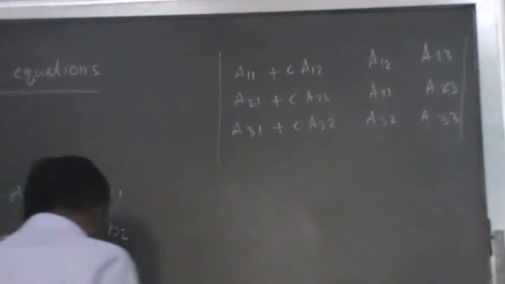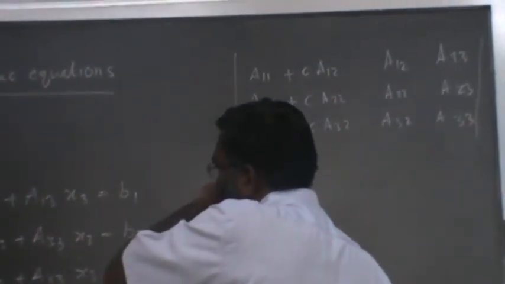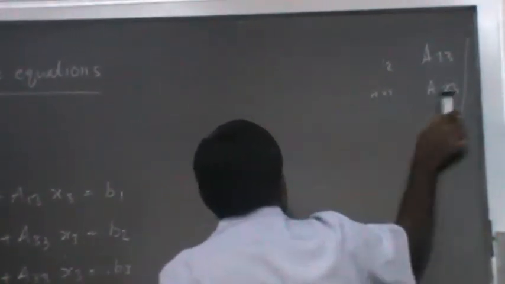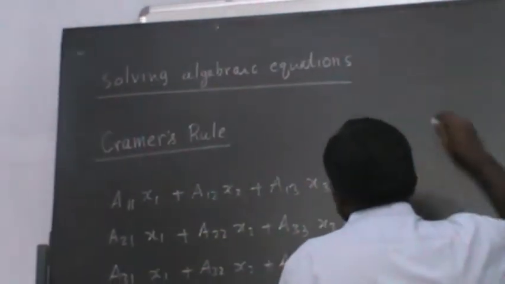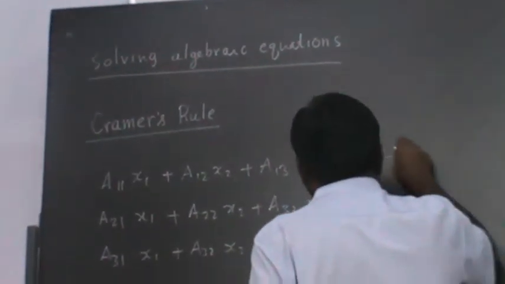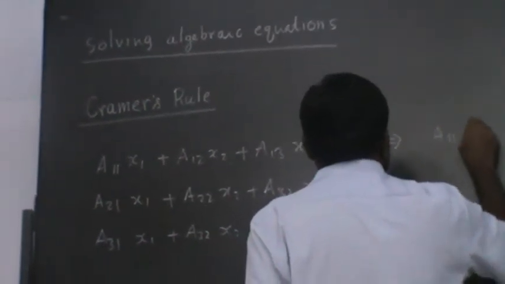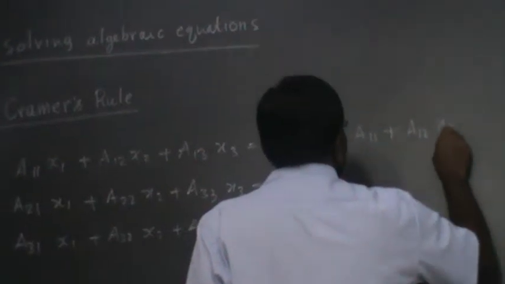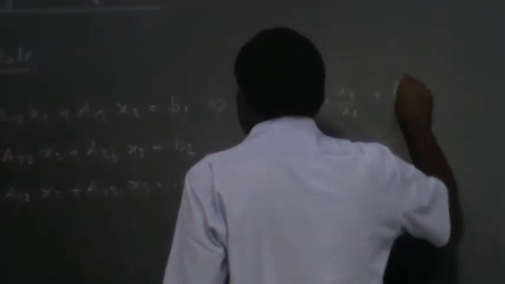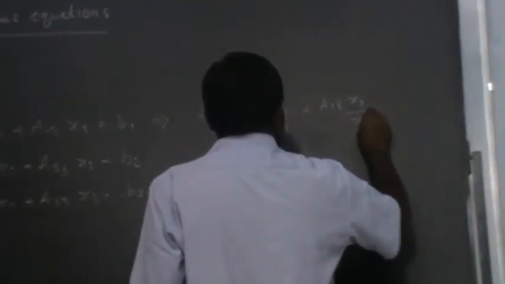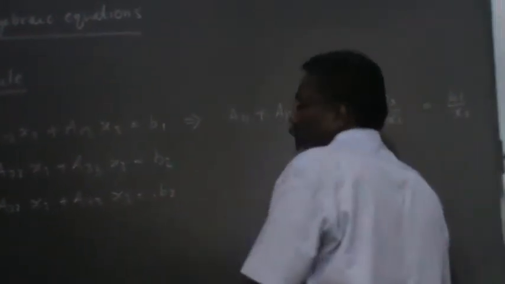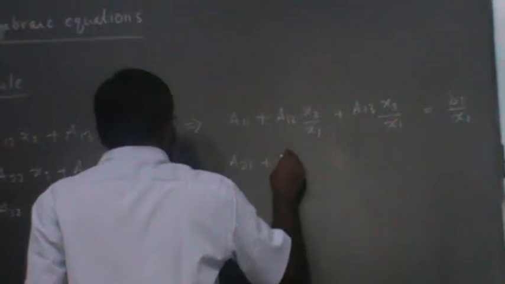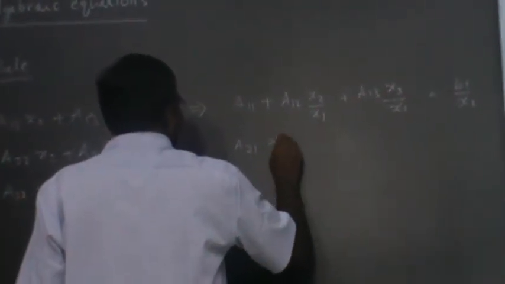So I can say that, so what I have here is a simple matrix. What I can do is write this equation now as a11 plus a12 times x2 by x1, because I divide this equation by x1. So a12 x2 by x1 plus a13 x3 by x1 is equal to b1 by x1. I can rewrite this equation in this fashion. And in the second equation, I will write a21 plus, I will divide this by x1 also.